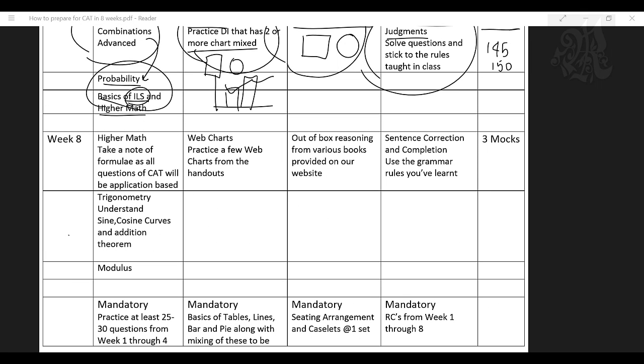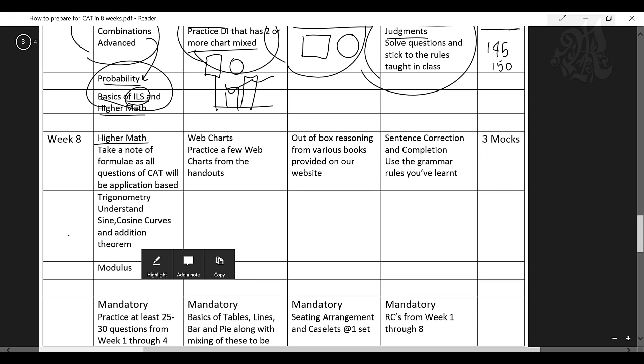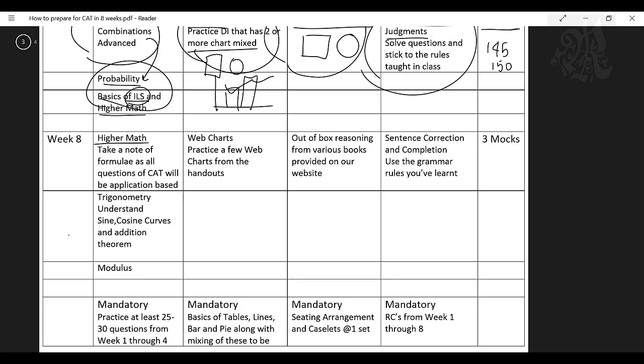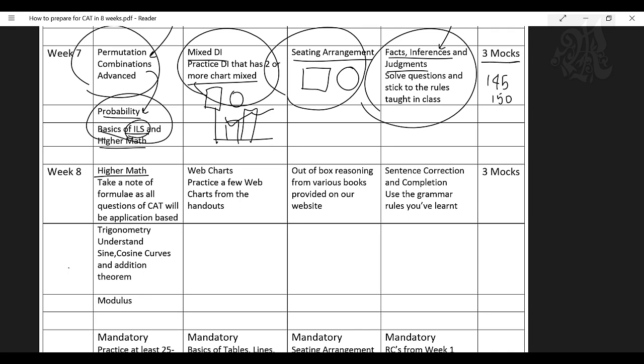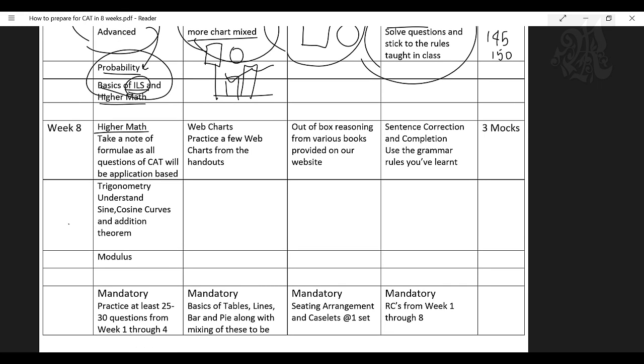Coming to week 8, your final leap to CAT, and this week you'll be doing higher math. If you've noticed, I've been talking higher math in the past 3 weeks, like week 6, 7, and 8 is all about higher math, because every higher math chapter, be it functions that I spoke about in week 6, higher layers that I spoke about in week 7, and in week 8, again, higher math includes progressions. It includes something like inequalities, moduluses, maxima, and minima. All these chapters have pattern questions.